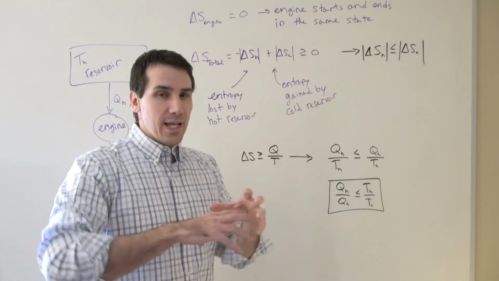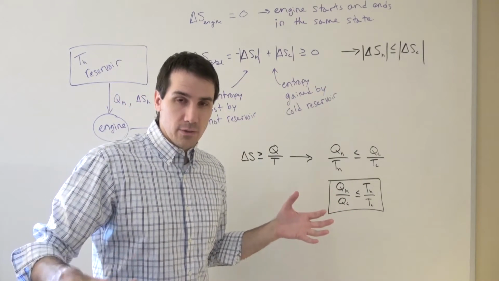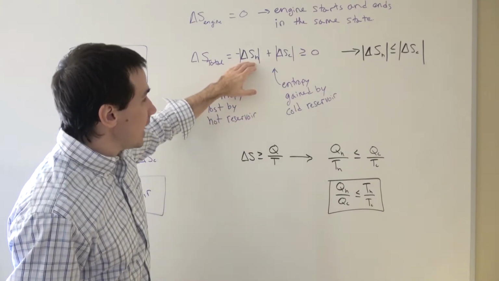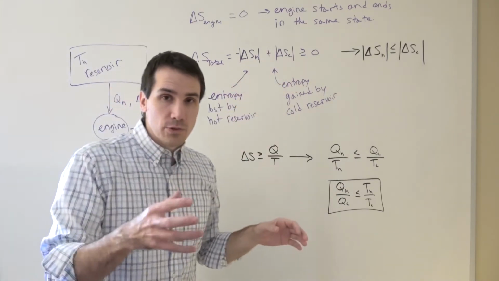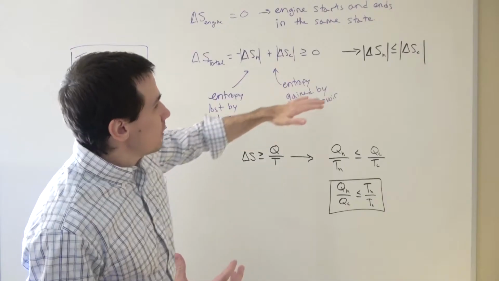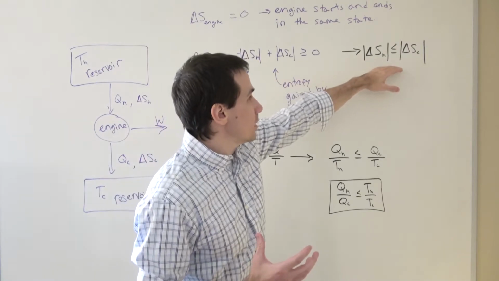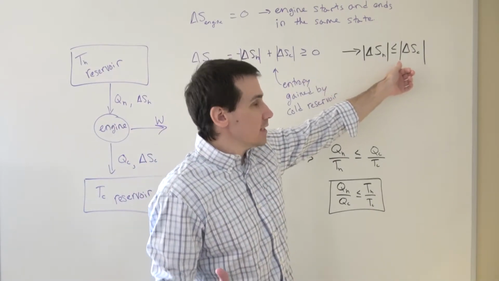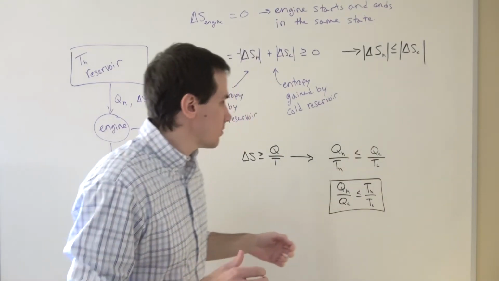We will have created absolutely no extra entropy in the universe, and the entropy gained by the hot reservoir will be equal to the entropy lost by the cold reservoir. But if we solve this inequality, we find that the entropy lost by the hot reservoir must be less than or equal to that gained by the cold reservoir.